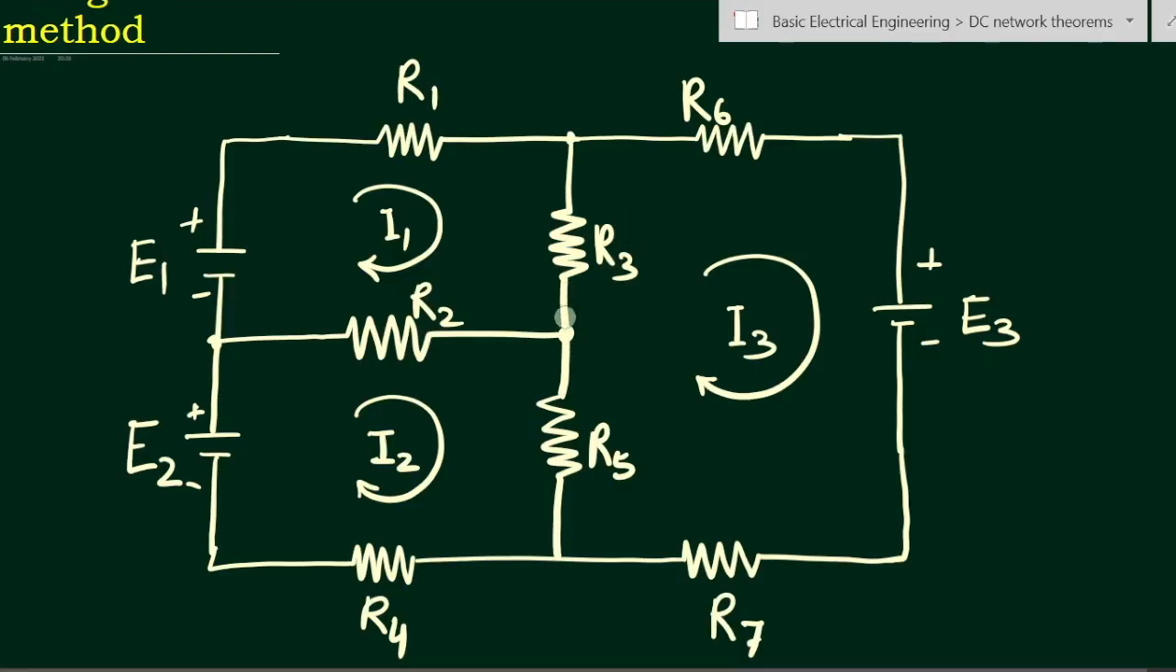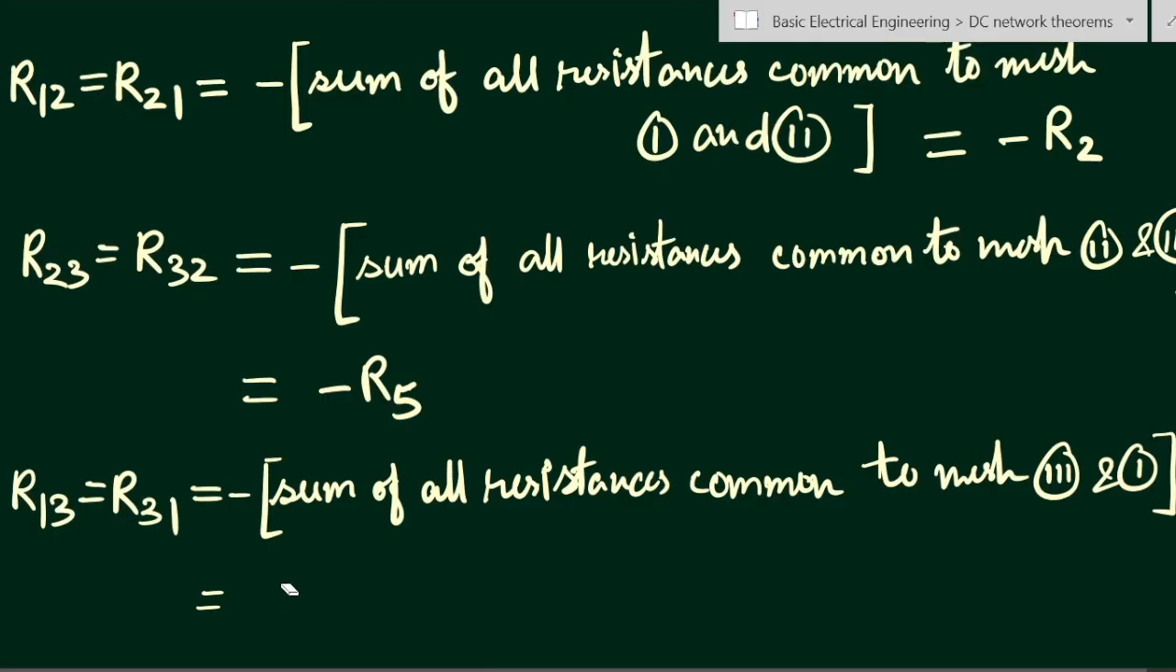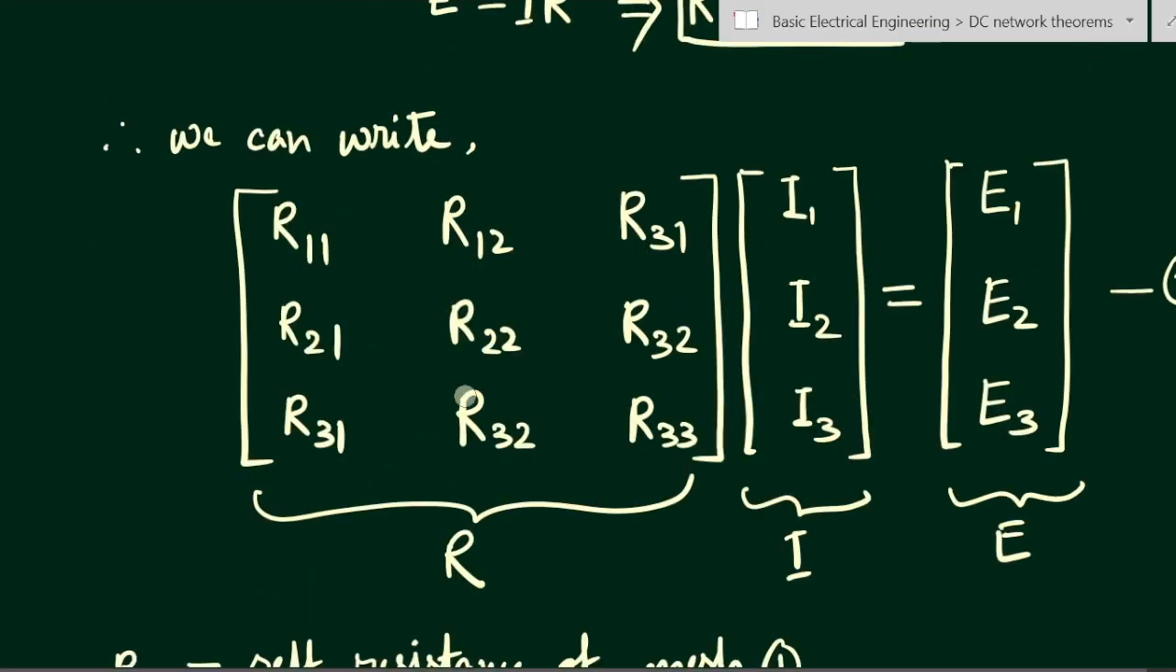So if there are more resistances, then we have to add them and put a negative sign in front of them. So here the value will be minus R3. We have got all the values of this resistance matrix: R11, R12, R31, all these values we have found out. I1, I2 and I3 are the unknown values. These are the given EMFs, E1, E2 and E3.